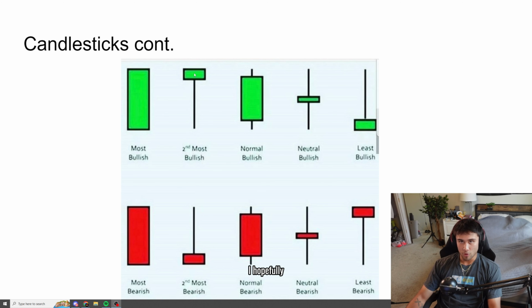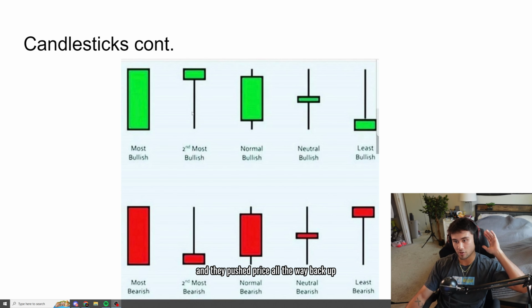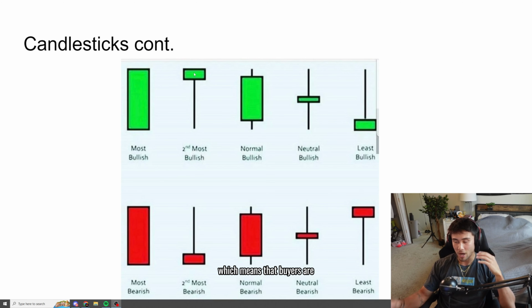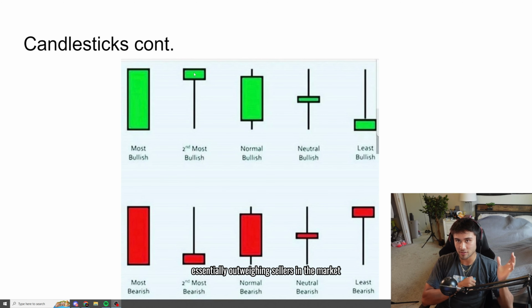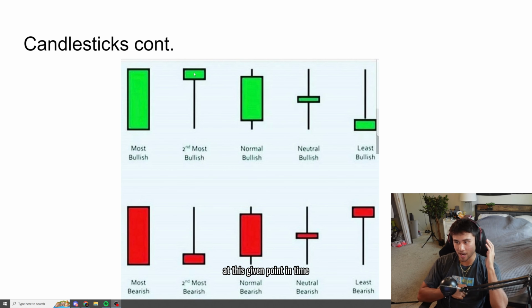Well, hopefully you can understand in your head already why this is super bullish. Not as bullish as this, but still very bullish. In this 5 minutes, again, just using 5 minutes as an example, we came all the way down to here, but buyers were able to buy us back up and close all the way up here. So we opened right here, came all the way down here. Sellers pushed us all the way down in this candle, but buyers stepped in and pushed price all the way back up to even close above our opening price, which means that buyers are essentially outweighing sellers in the market at this given point in time when you see this candle.